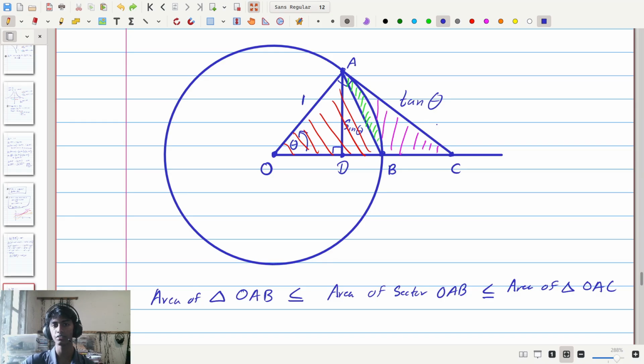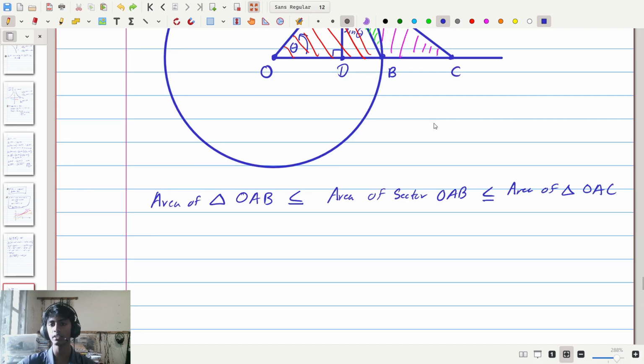is 90 degrees. This is a base and this is the height of the triangle OAC. As we know, the area of a triangle is half into base into height, so therefore half into base into height here is half into 1 into tan theta. So that's half into tan theta. So the area of OAC triangle is half into 1 into tan theta, so I'm going to write it as half tan theta.